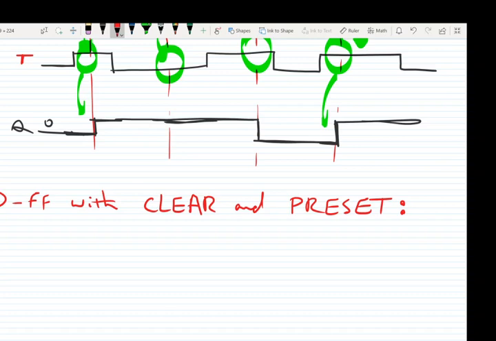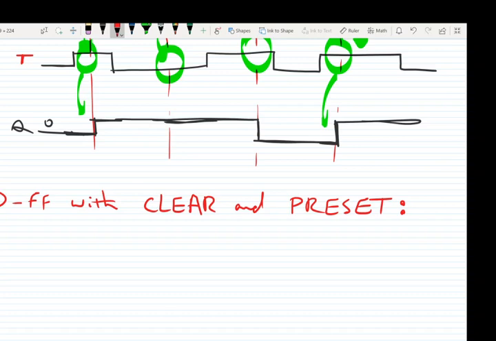Okay, what are clear and preset? We know that flip-flops have a memory. So in order to determine the output, not only the input is important, the previous conditions are also important. Sometimes we need to set the outputs to a particular state, all of them to 1 or all of them to 0. Why do we need to do that? For example, take a counter. The counter is counting from 0 to 1, 2, 3, 4, 5, 6, let's say 7, and we stop the counter. The next time we want to use the counter, we have to reset it to 0. We cannot start from 7 and count up.